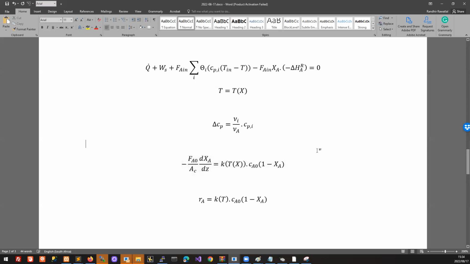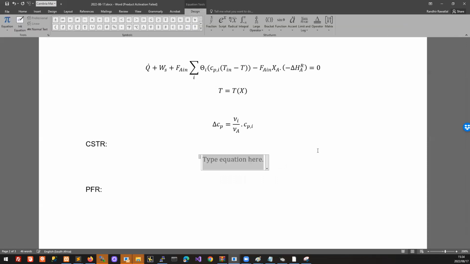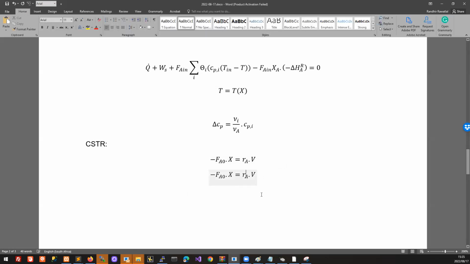The same thing applies. This was in the case of the PFR, right? In the case of the CSTR, we have F_A0 X equals R_A V. And again, this R_A had a hidden temperature relationship. This was our k of T times C_A, and that C_A we can rewrite as C_A0 (1 minus X). So that's there. But now because we have this energy balance, this T is a function of X. So now we can even handle the case where the temperature is changing.